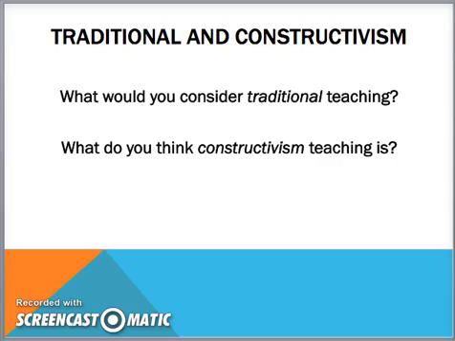Traditional and Constructivism. Take a second: what would you consider traditional teaching? What would you think Constructivism teaching is? When you think of traditional teaching, I personally think of a teacher standing at the front of the classroom just speaking and us expected to write notes. But with Constructivism, I would imagine students working together and constructing their own knowledge.